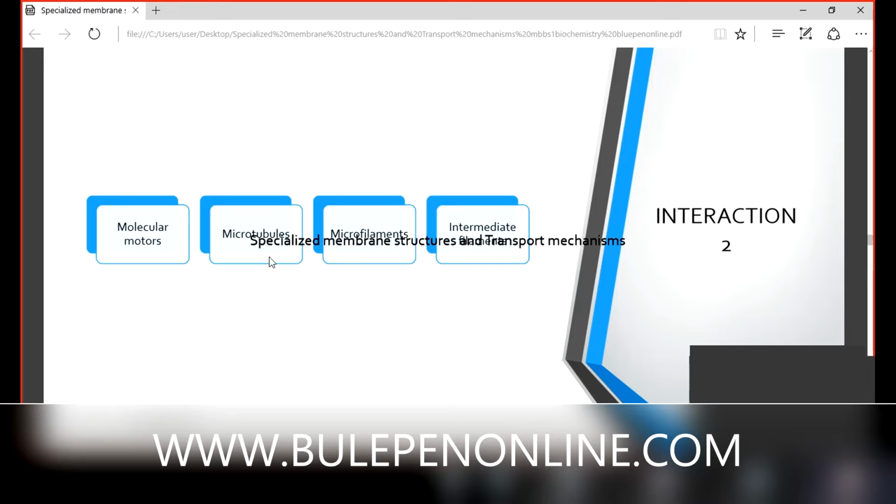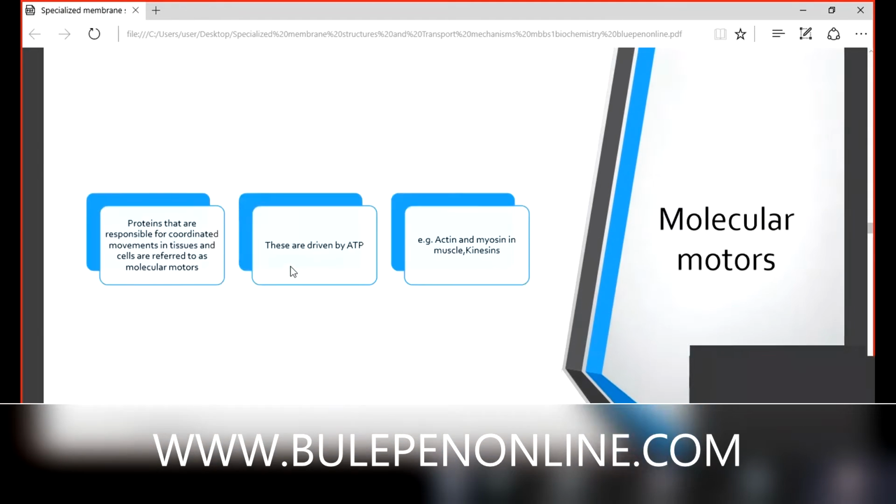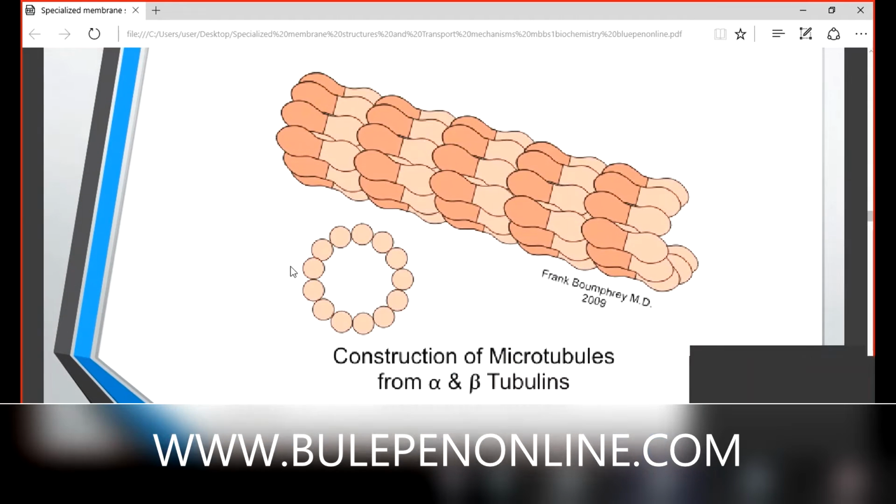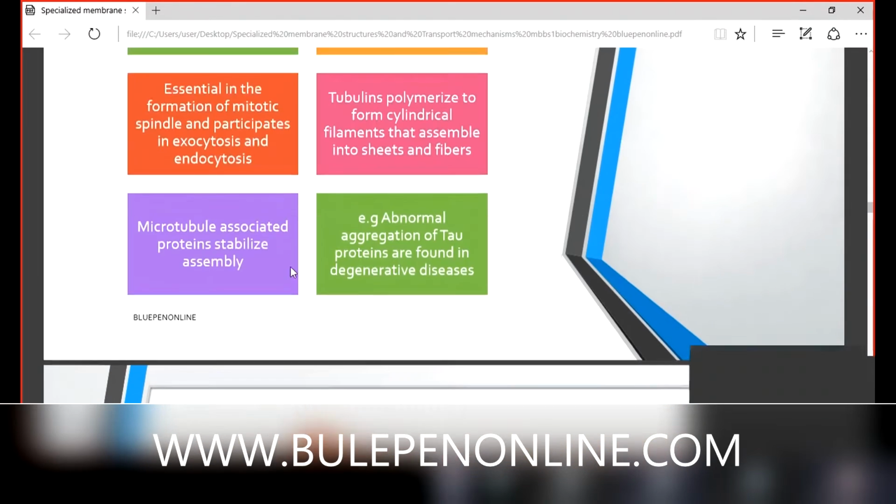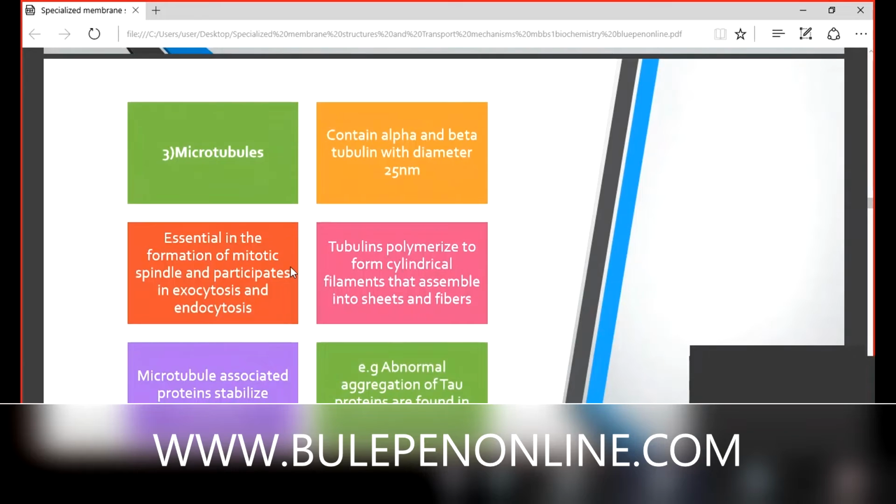Then Andrea, what are the roles of microtubules? Microtubules are made up of alpha and beta tubulin, and their role is they are involved in mitotic spindle formation. Okay. Their speciality: during degenerative diseases, there will be abnormal aggregation of tau protein.